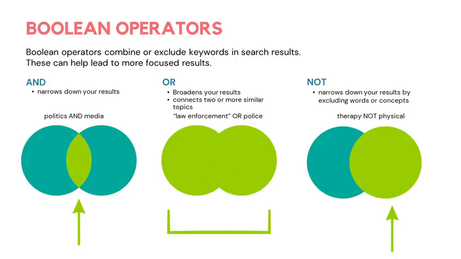Boolean operators are used to combine or exclude keywords in search results. Using the operator AND will narrow down results. The operator OR will broaden results. The operator NOT will also narrow down results. For beginner researchers, using the AND operator is the most common.